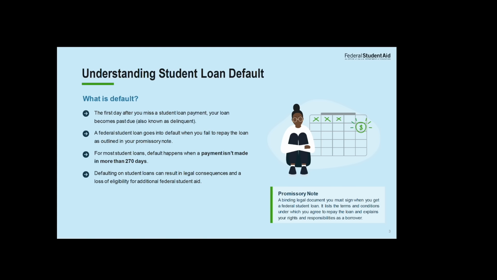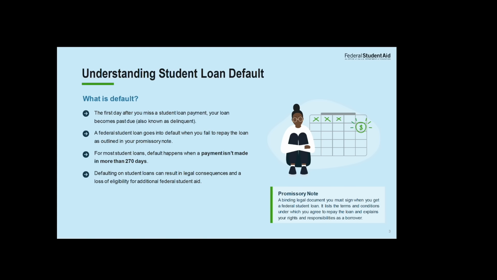So first things first, let's talk about what default is. The very first day after you have missed a student loan payment, your loan becomes past due. It is exactly the first day after you have missed a student loan payment that you are known as a delinquent borrower. A delinquent borrower doesn't have any penalties, but it is to alert you that you have missed a student loan payment by a specific deadline, and it's important for you to make that payment as soon as possible.